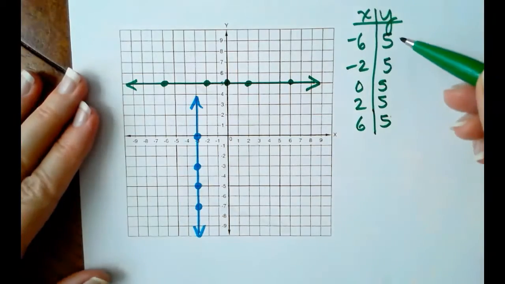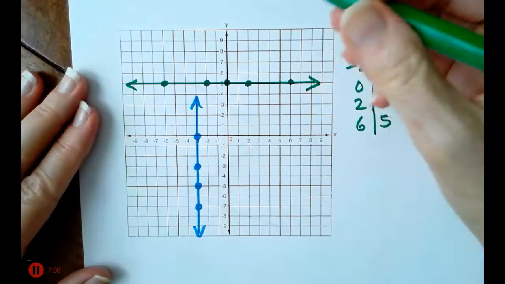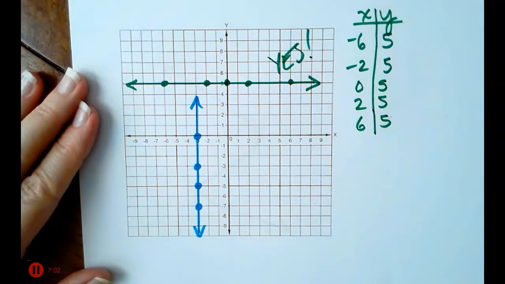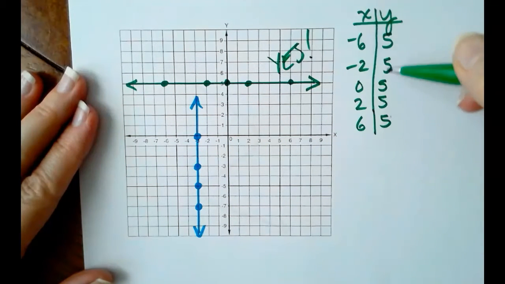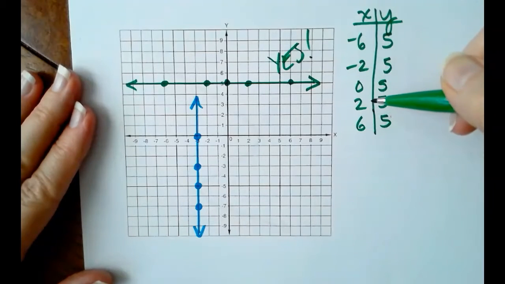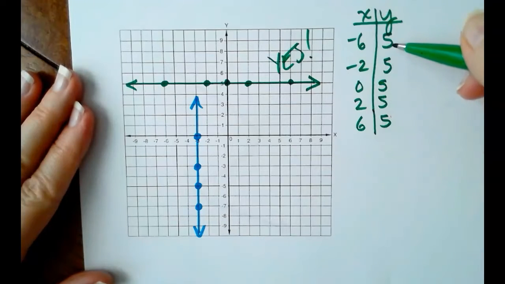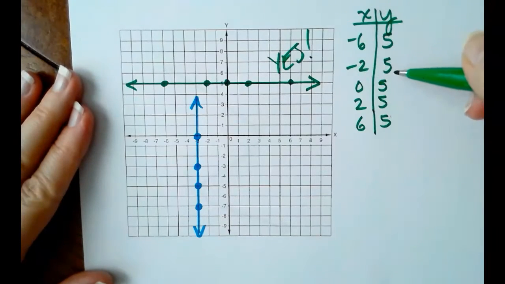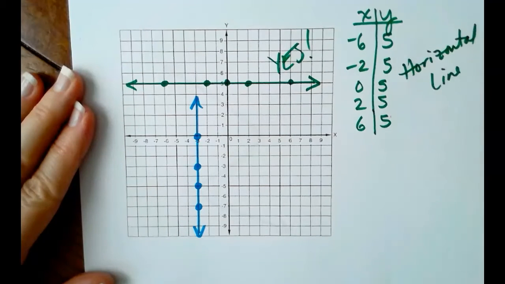So once again, will this green line pass the vertical line test? Yes, the green line will pass the vertical line test. And even though we have repetitive y values, that's okay, as long as we have distinct input values. Negative 6 only maps to 5. Negative 2 only maps to 5. So yes, a horizontal line is a function.